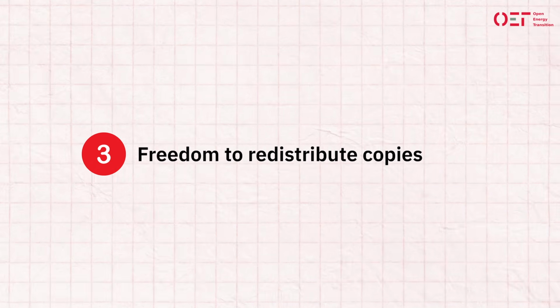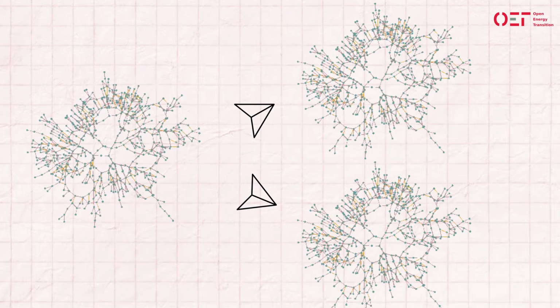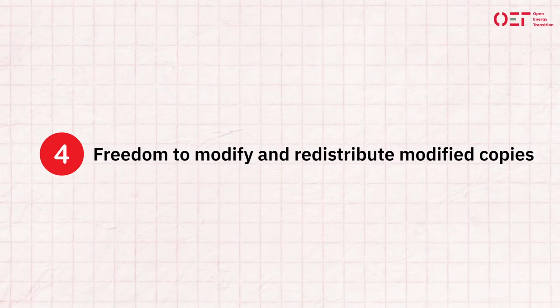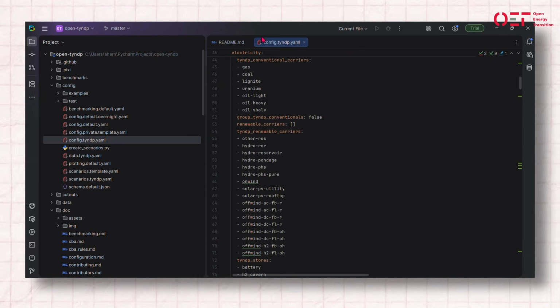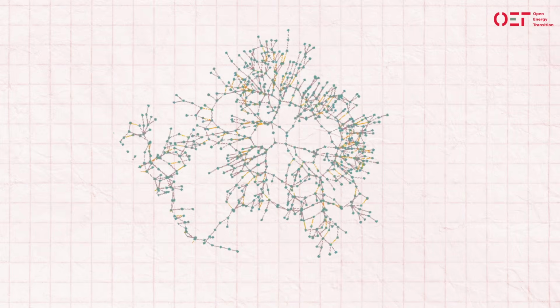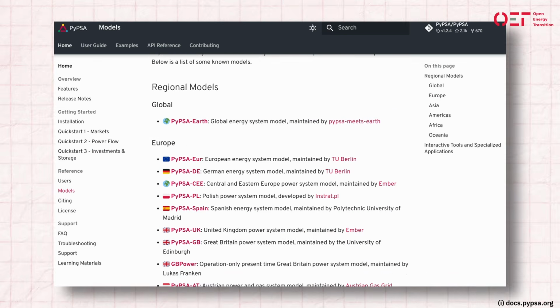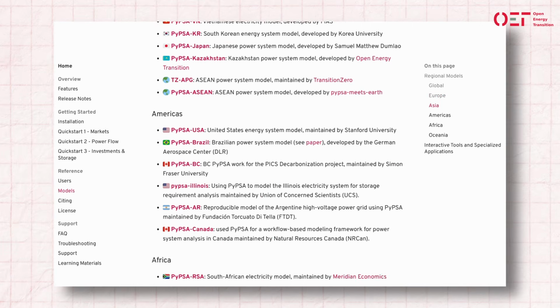The third freedom is being able to redistribute copies of the model, meaning you can share it with anyone, anywhere, for a price or for free without asking for permission. Finally, the 4th freedom is the freedom to modify and redistribute modified versions of the models. For this freedom to be meaningful, access to the source code, freedom number 2, is an obvious requirement. With an open source model, you are thus free to make changes, add improvements, tailor the model to your region, and redistribute this modified version of the model. For example, there are many open energy modeling frameworks and workflows out there built by different people, institutions, or companies.